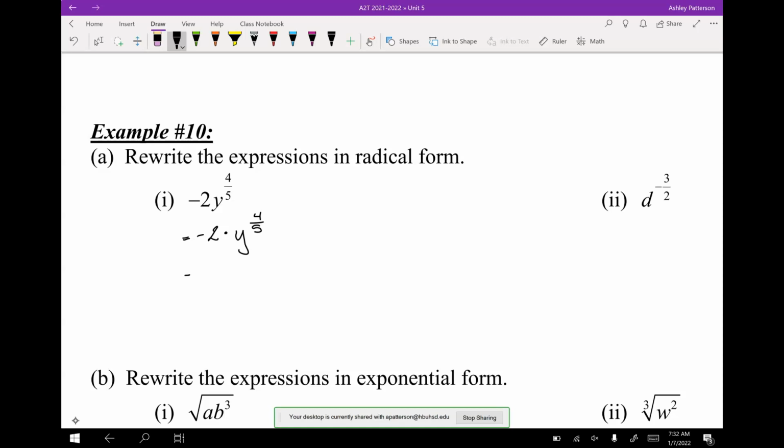Now let's put it into radical form. What's the index for the radical? 5. What's the exponent? Yeah. So this is the 5th root of y to the 4th. Can we simplify the radical at all? No, because we only have 4 y's and we would need at least 5 of them. So that's our final answer.